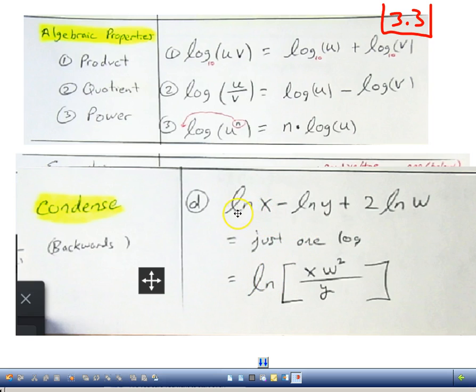Well, the log is going to be the natural log, and then inside the parentheses here, the x is going to be on top. The w squared is going to be on top as well. Why? Because ln x is positive and 2 ln w is also positive. Both of these are positive. That's why they go in the numerator. Now the y is going to go below because this is a negative natural log of y.